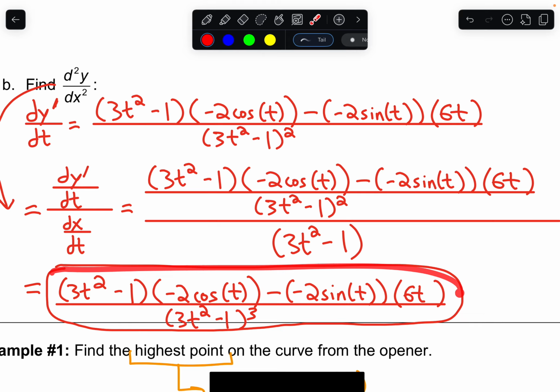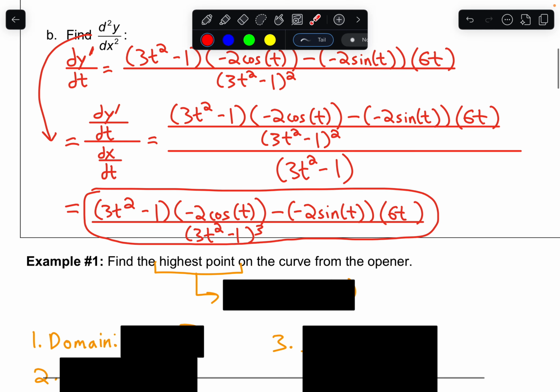And then the numerator, don't waste your time simplifying. You know how to distribute and combine like terms. Okay, on to the new stuff.